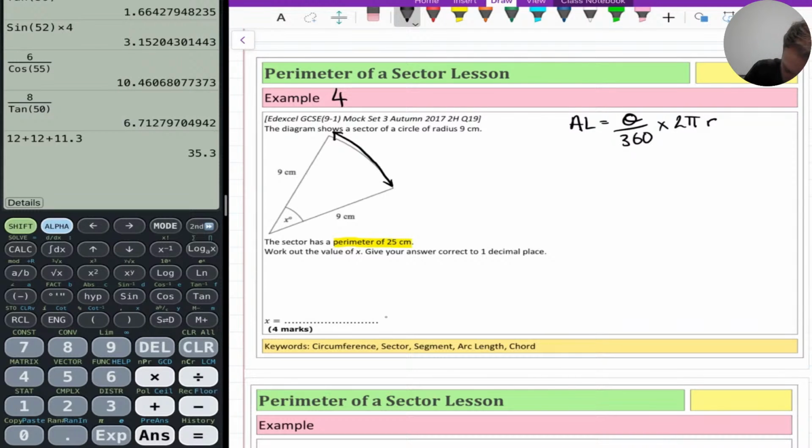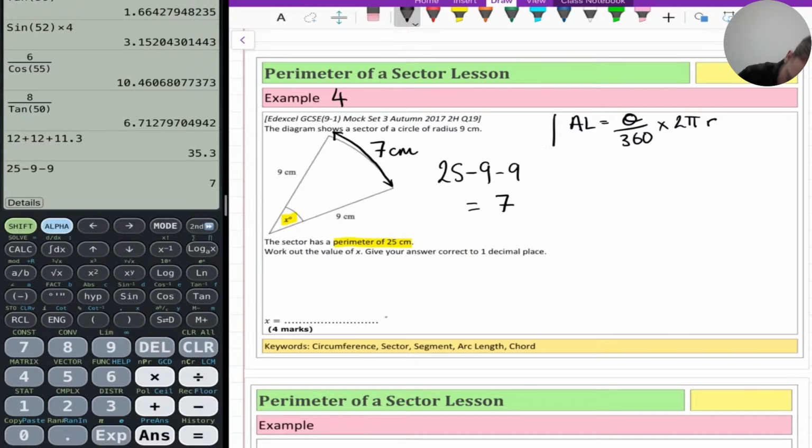So the first thing we need to do is work out what our arc length is. And we do that by doing the 25 of the perimeter, take away these two here, which are the two radius. So my arc length is going to be 25 minus 9 minus 9, which is equal to 7. So straight away I know that this here is equal to 7 centimeters. Now that's not the question. The question says find out this angle here, which is x.